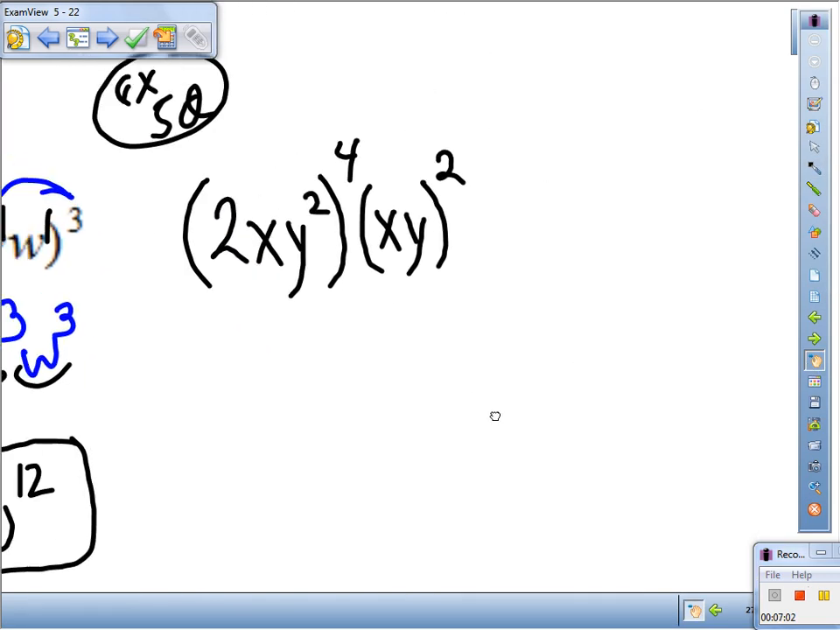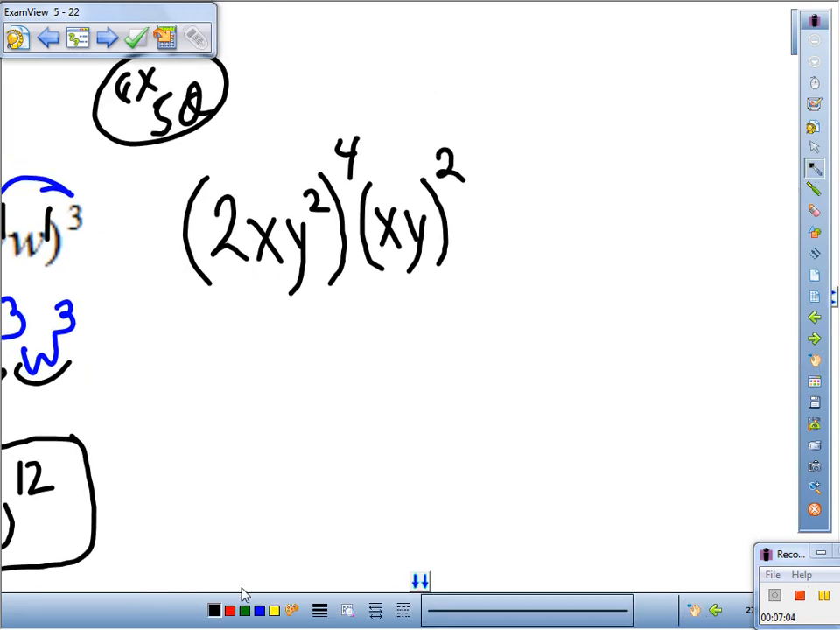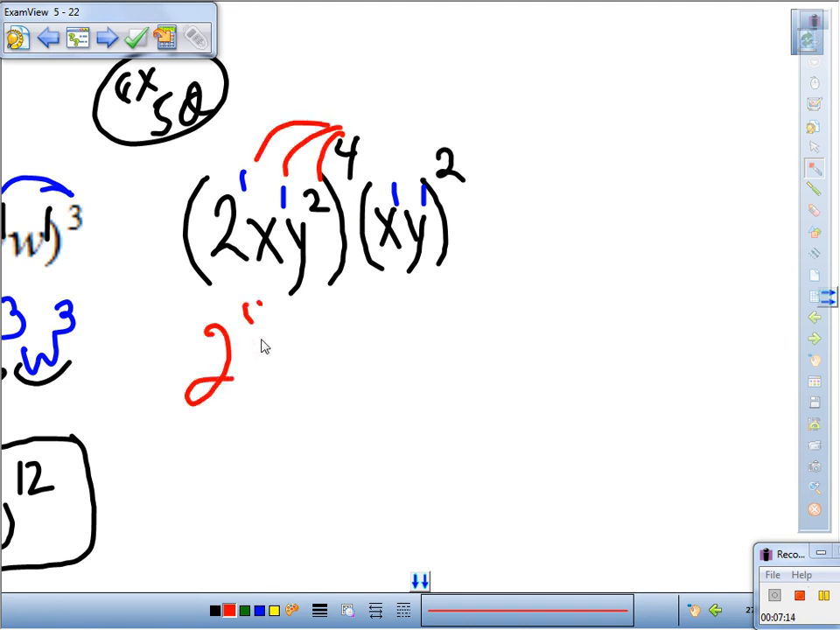All right, here goes the process. For those of you that missed it again, here it goes. Put a 1 on anything that does not have an exponent, or you're going to forget to distribute. I'm going to change to red. Distribute: 2 to the 4th, x to the 4th, y to the 8th, times, distribute: x to the 2nd, y to the 2nd.